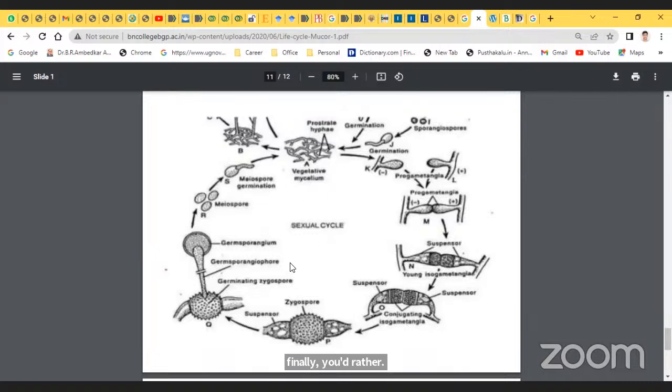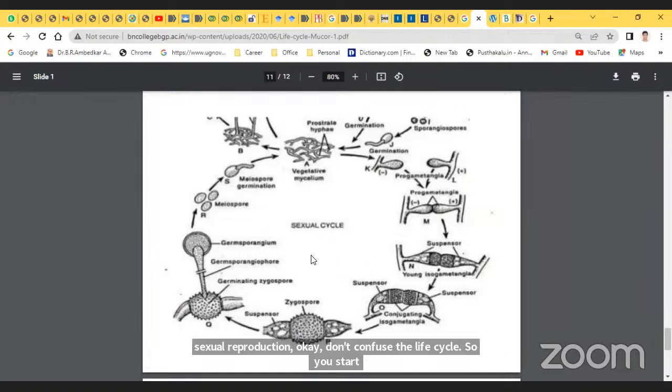Okay, the sexual cycle is like sexual reproduction, so don't confuse them. For the entire life cycle, you start with vegetative reproduction, then asexual reproduction, then sexual reproduction. When the sexual reproduction is complete, the entire life cycle of the Mucor is completed.